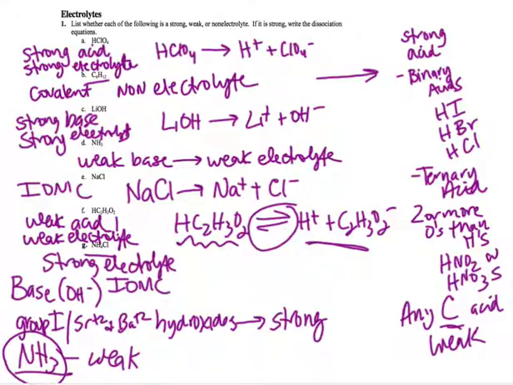So what would the dissociation equation be for this guy? NH4Cl goes to completion to make what? NH4 plus and Cl minus. Okay? All right, that is it.